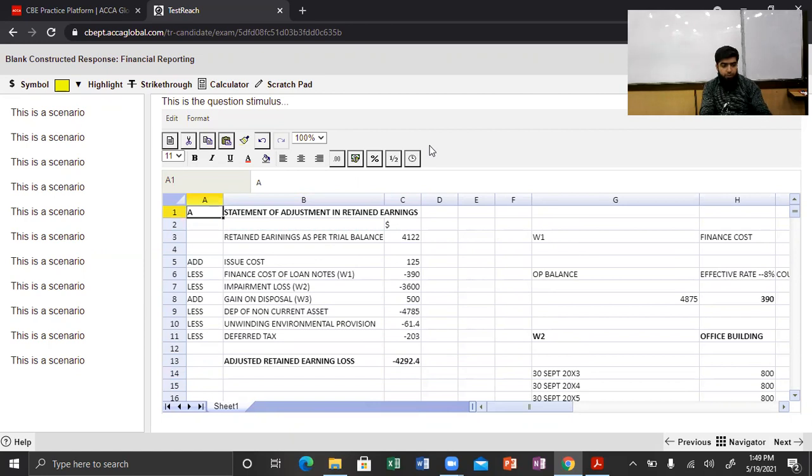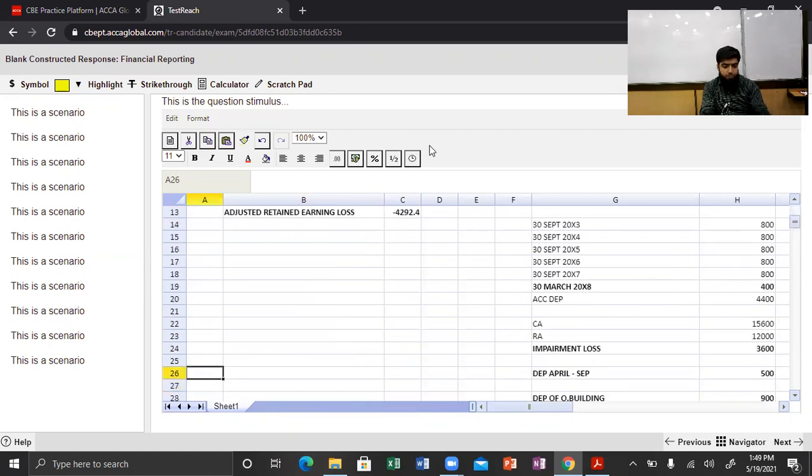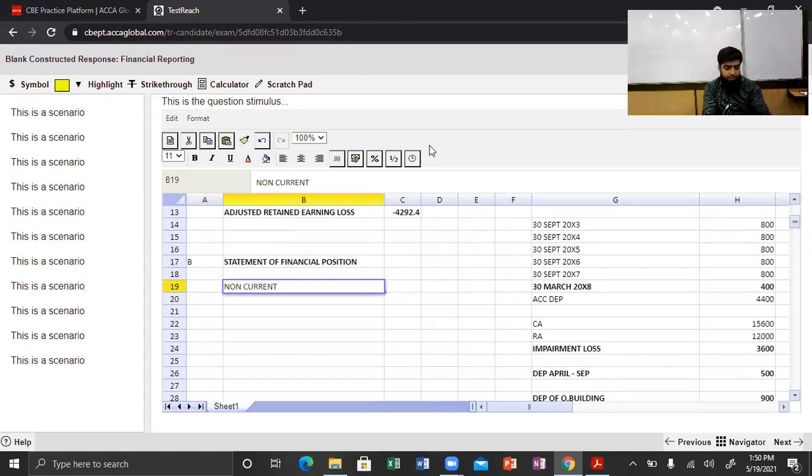So that was the first requirement, and the other requirement is to prepare the balance sheet. Let's prepare the balance sheet. That is the statement of financial position. First of all, let's have the non-current assets, and the best part is we have already calculated each and everything, and no further efforts are required to calculate the balance of non-current assets.